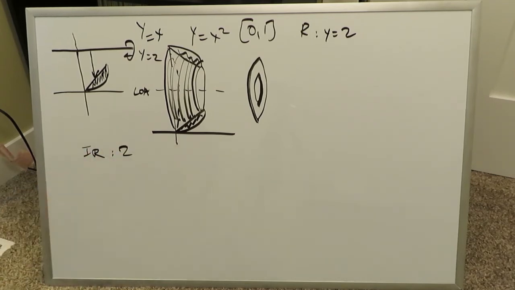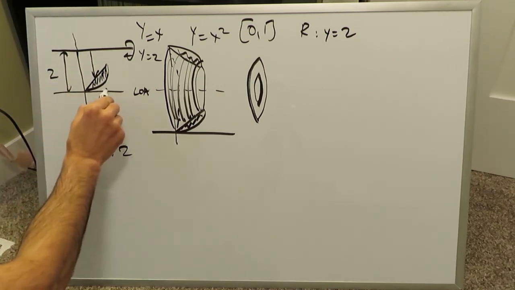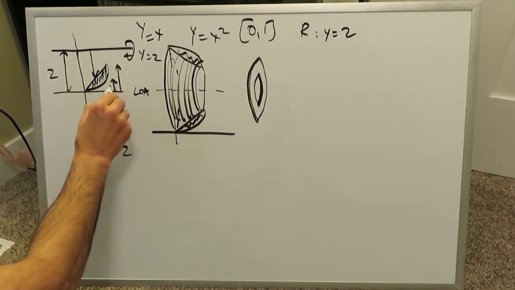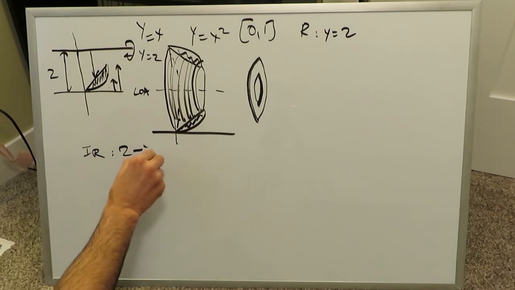I'm going in the opposite direction here. I'm going downwards. If from here, the line of axis to here is 2, and we know from here to any of these curves is your functions x squared and x, then the difference of those must give you your radius. And your inner radius will be 2 minus x.